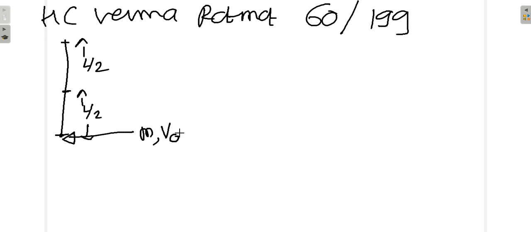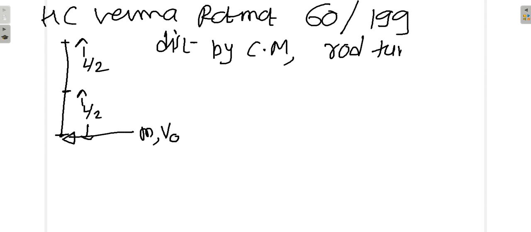We are supposed to find the distance travelled by the center of mass by the time the rod turns through 90 degrees. The distance travelled by the center of mass when the rod turns by 90 degrees. This is what we are supposed to find. So let us use the conservation of linear momentum as well as angular momentum.